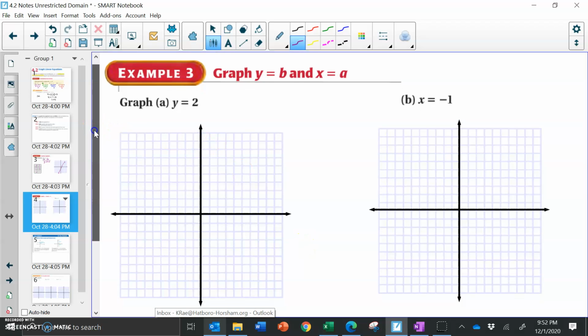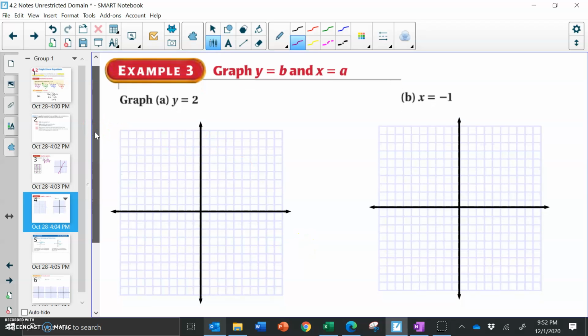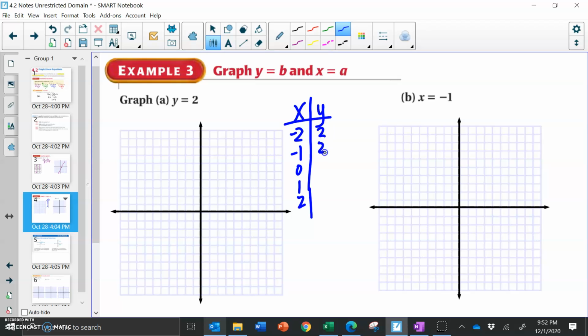In example 3, we're going to be graphing an equation that says y equals 2 and one that says x equals negative 1. These are unique equations. You'll notice that there are not two variables. The first one just has y values. If I try to make a table for that, no matter what x's I pick, my y values are all going to be 2. When I graph that, I end up with a horizontal line that hits the y-axis at 2.